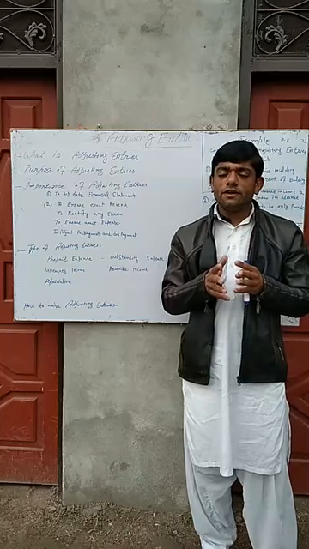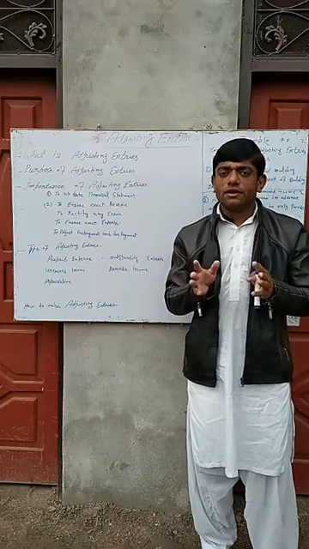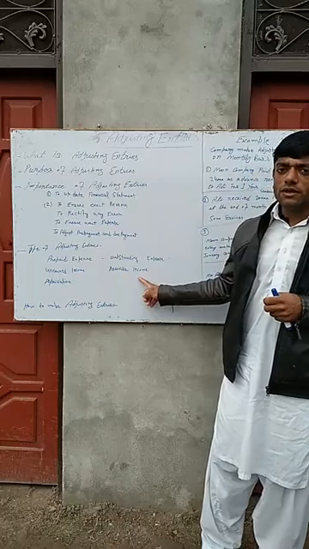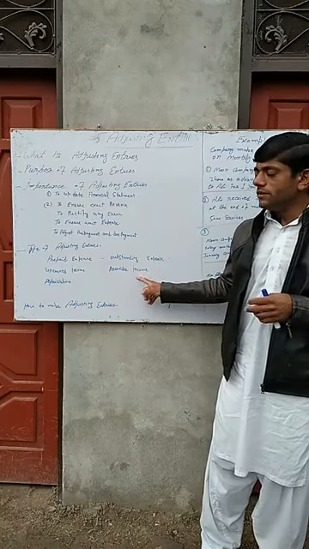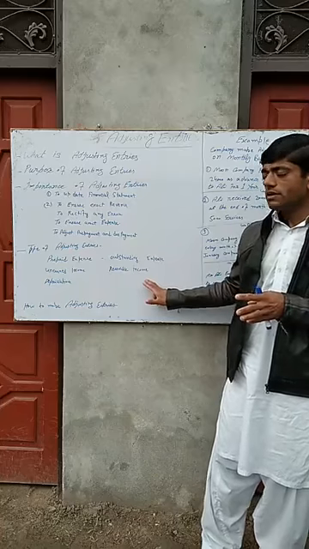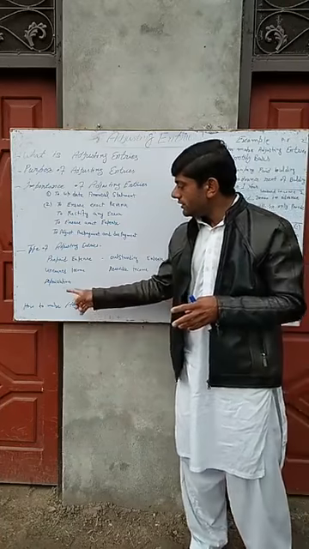Next, receivable income. Receivable income is income that we earn but do not receive. That is called receivable income or accrued income. It means income which we have earned but not received.